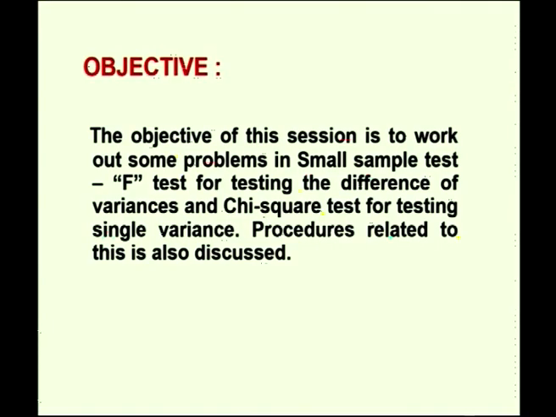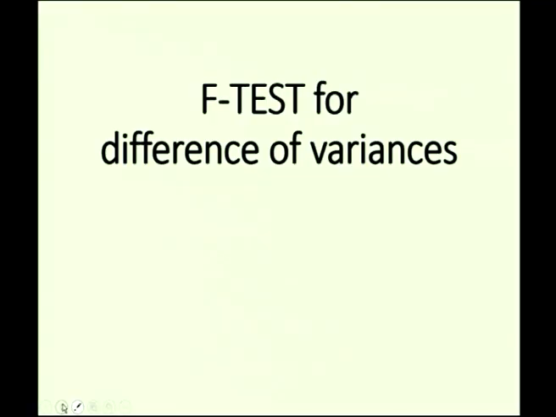F test is for testing difference of variances. Hence, the objective of this session is to work out some problems in small sample test, F test, for testing the difference of variances, and chi-square test for testing single variance. So far, Z test is the only test for testing difference of means as well as for single mean. T test is the small sample test for testing single mean and difference of means. Whereas with respect to variance, chi-square test will be used for testing single variance, whereas F test will be used for testing difference of variances. So, that will be discussed.